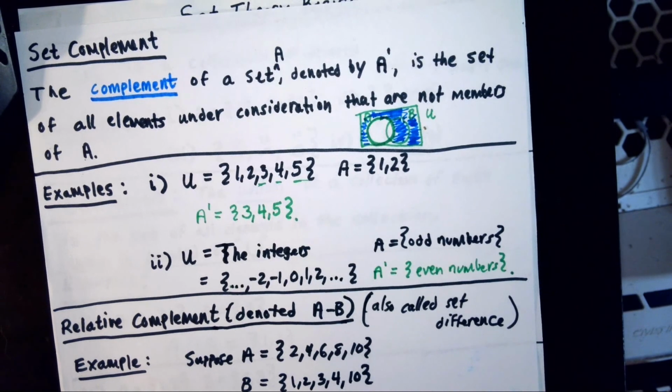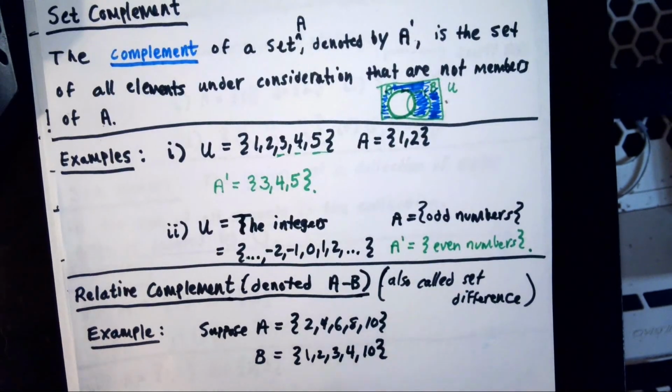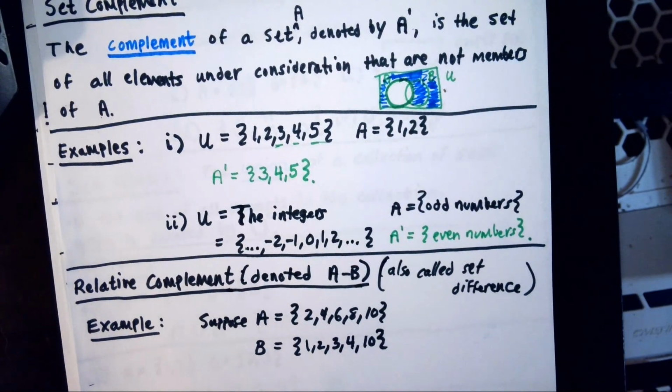Cool. Well, that's a little bit more general example. Now let's cover what's called relative complement. So relative complement is actually really similar. It's also called set difference. It's really, really similar to set complement.